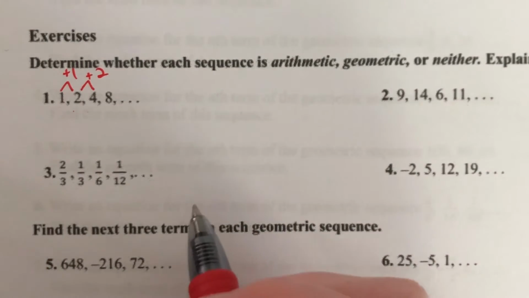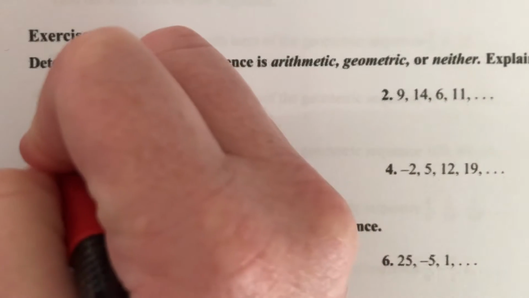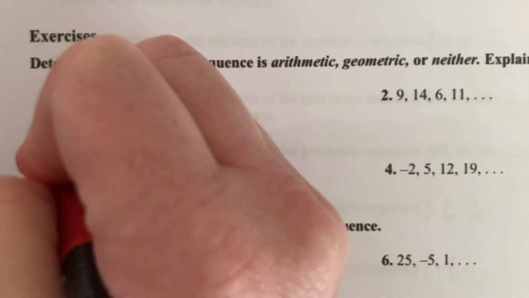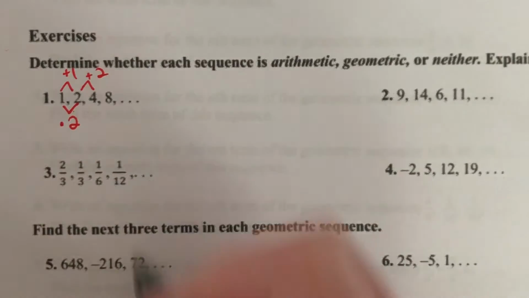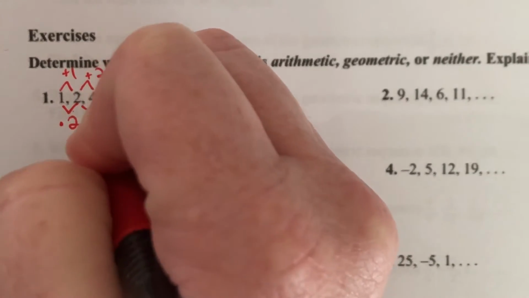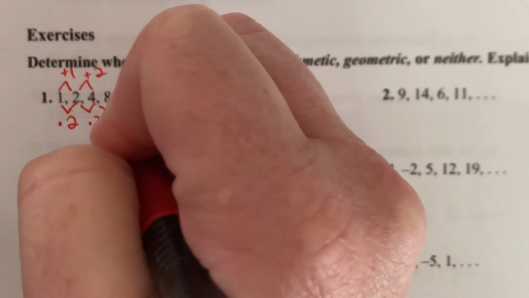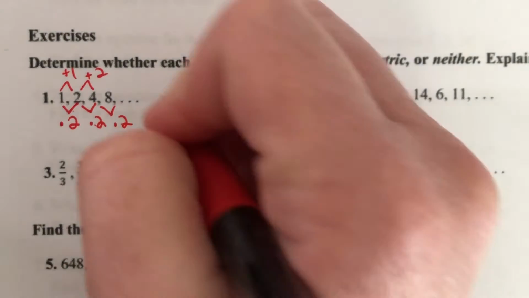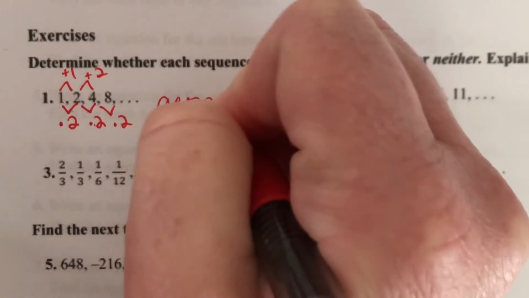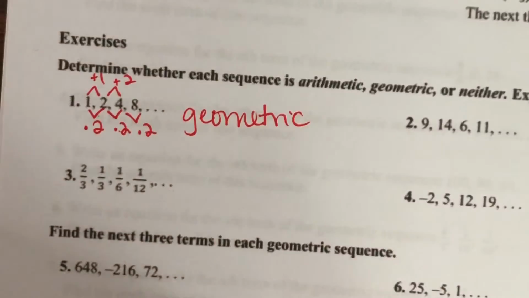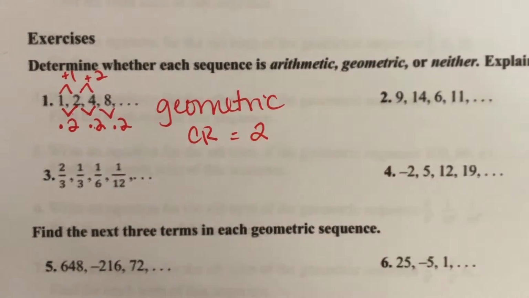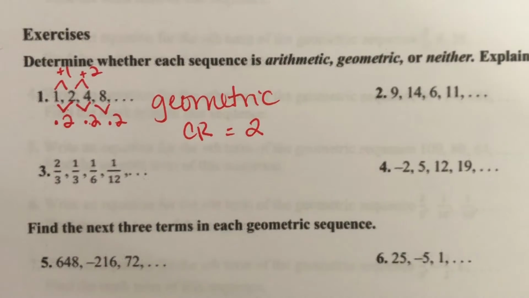So now I can ask myself, okay, am I multiplying by the same amount? 1 times 2 is 2. So I could be multiplying by 2. 2 times 2 is 4. 4 times 2 is 8. So it does look like I'm multiplying by 2 over and over. So this is a geometric sequence. And the common ratio is 2. The number I'm multiplying by over and over is 2.